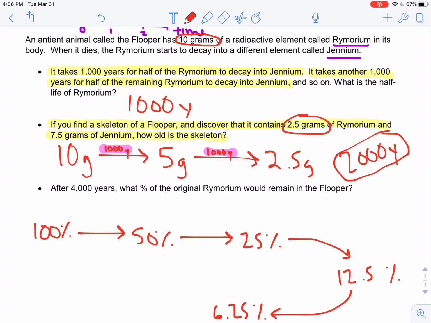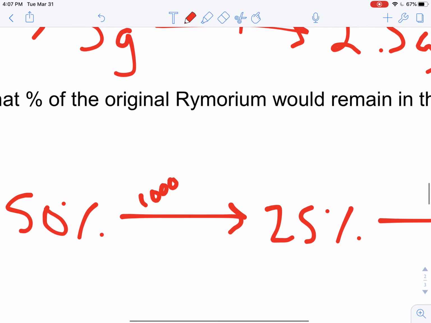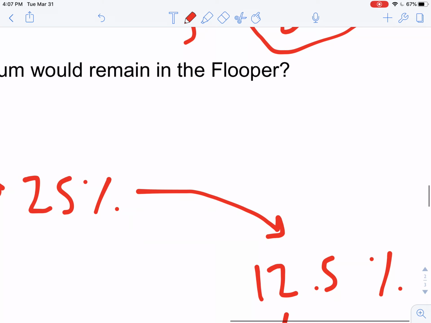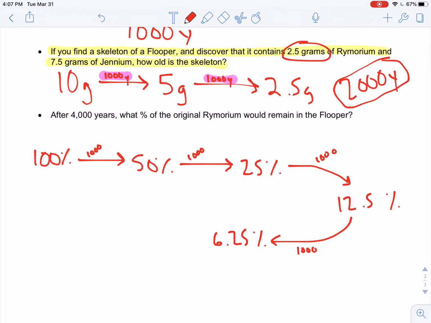So see how that was 1,000 years to get from 100 to 50, another 1,000 to get from 50 to 25, another 1,000 to get from 25 to 12.5, and another 1,000 to get from 12.5 to 6.25. Okay, so grand total, 1,000 plus 1,000 plus 1,000 plus 1,000. That is how we get to the total of 4,000. So what is the final percent? That final percent is 6.25%. So that's how half-life works.